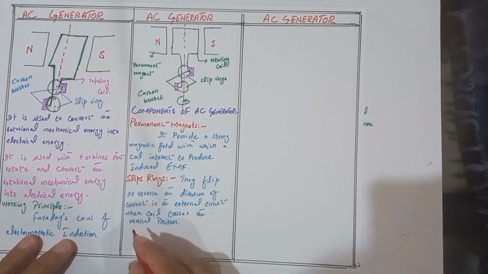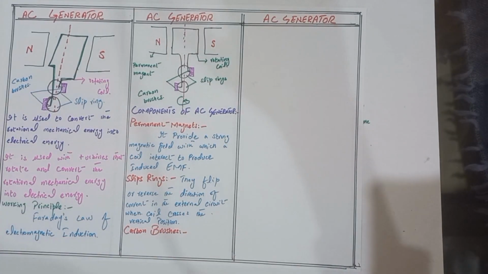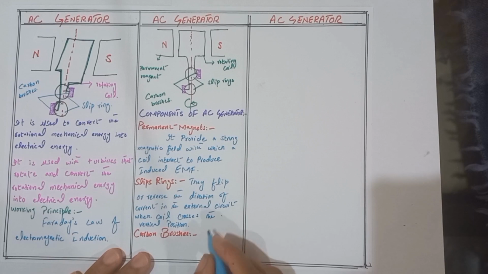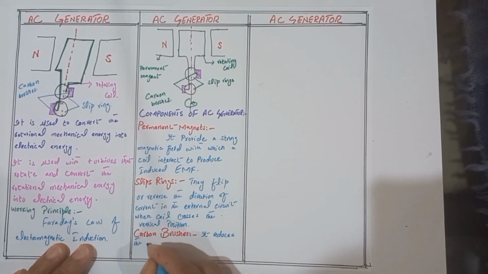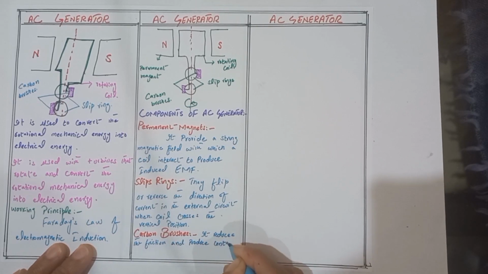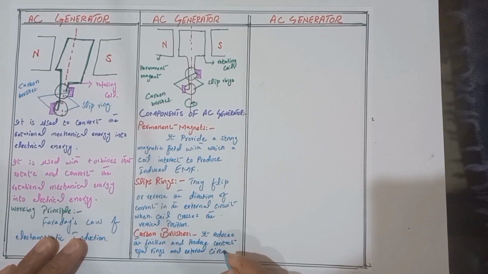The third component which I use is carbon brushes. The working of carbon brushes is that they reduce the friction and provide contact between the rings and the external circuit.